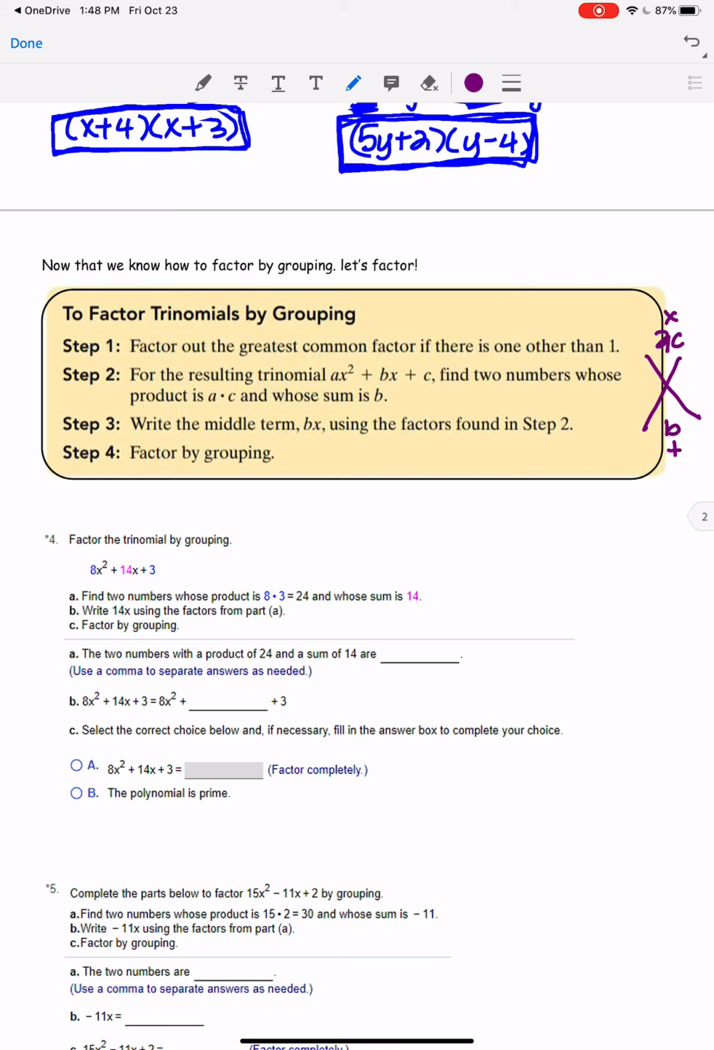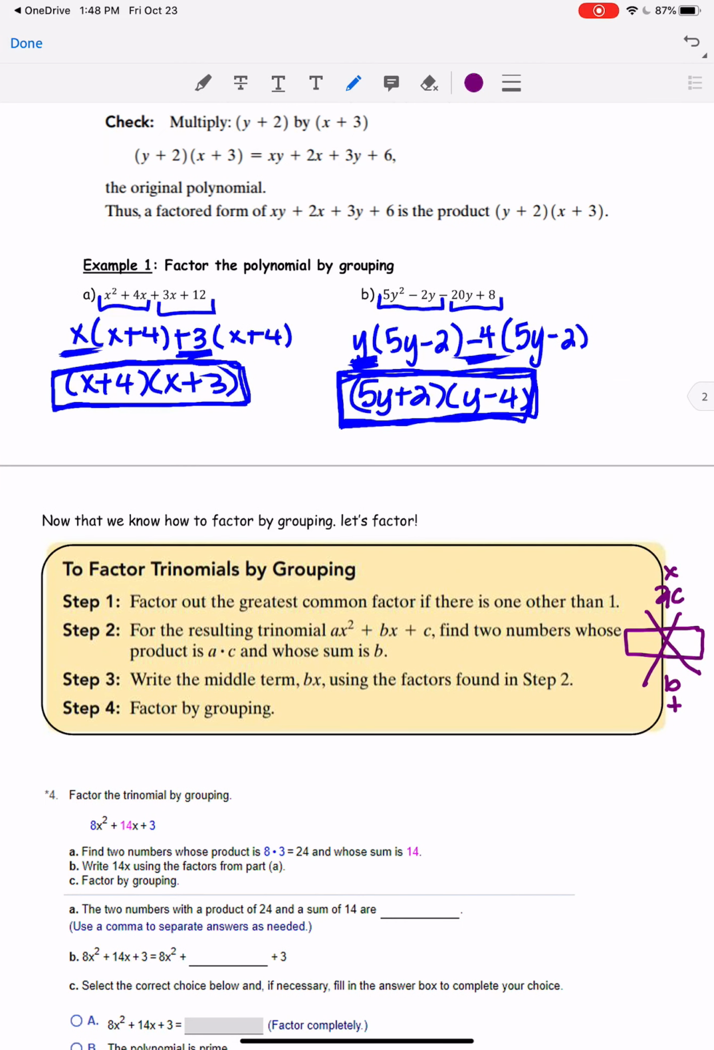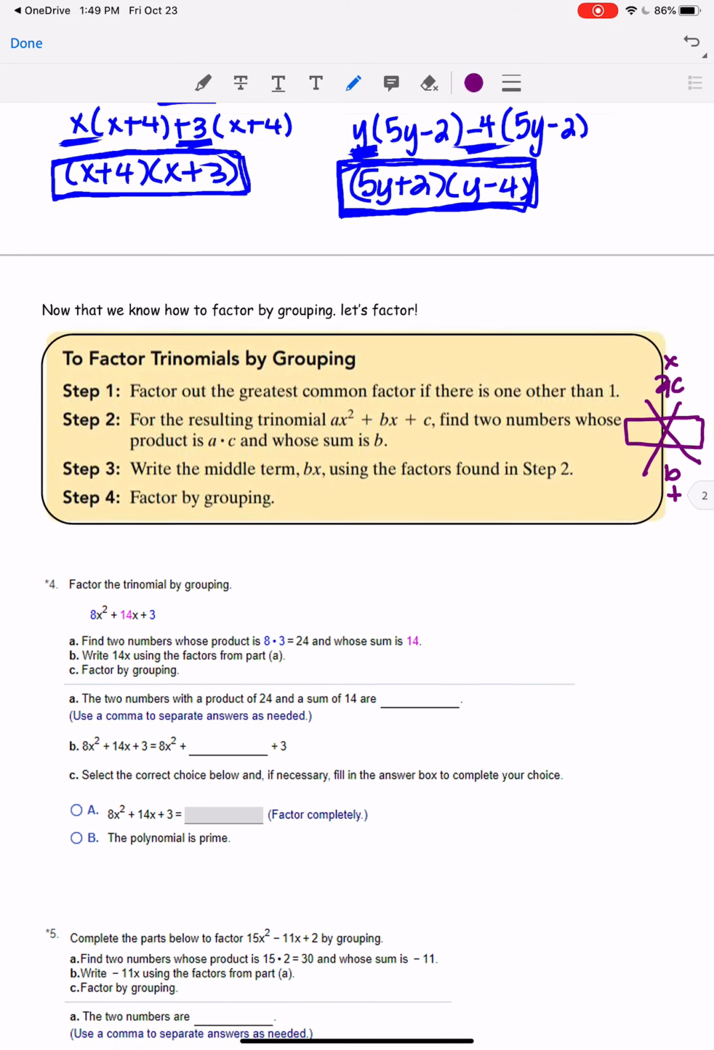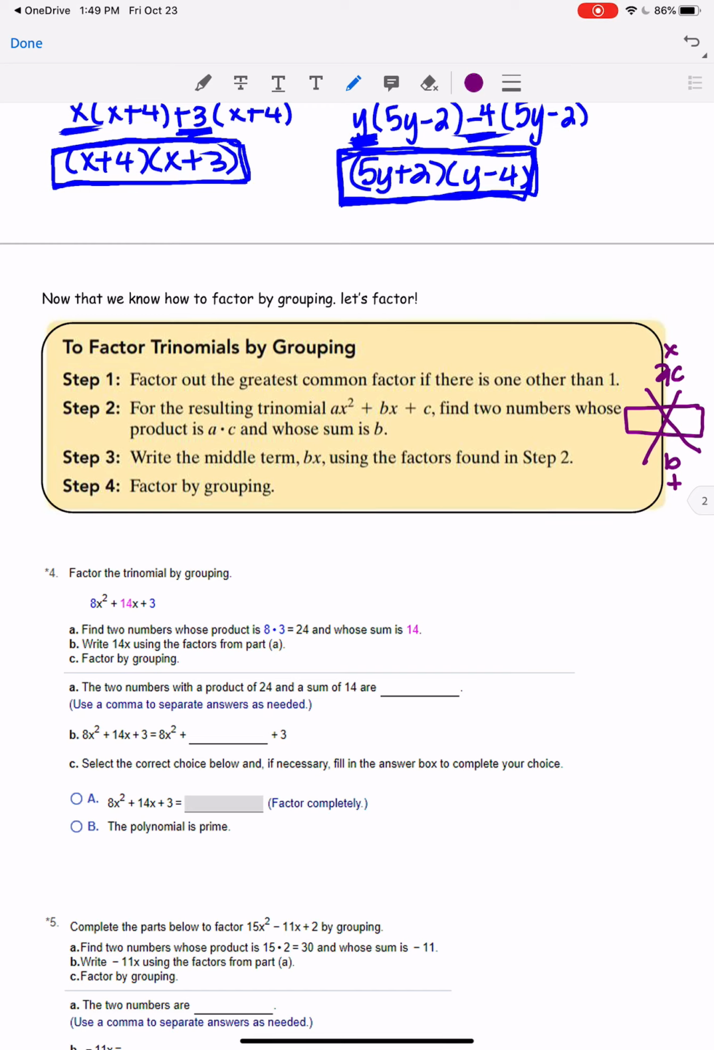Step 3 is a new one. Then we are going to rewrite that middle term bx using these 2 factors here. If I scroll up here, if you notice, these right here had the same terms. We could have combined that to make that 7x, right? Here, we could have combined that to become negative 22y. So essentially what you are doing on step 3 is you are unsimplifying your trinomial and turning it into 4 terms. So that step 4, we can factor by grouping.